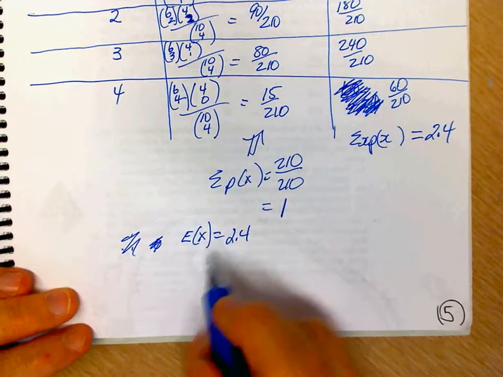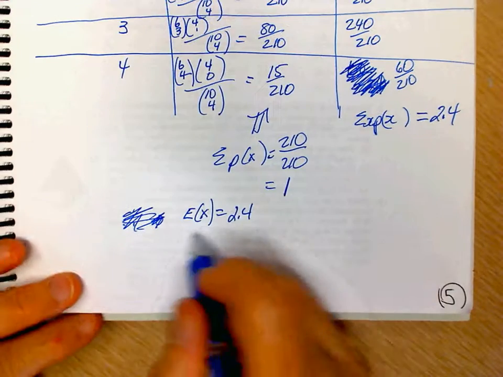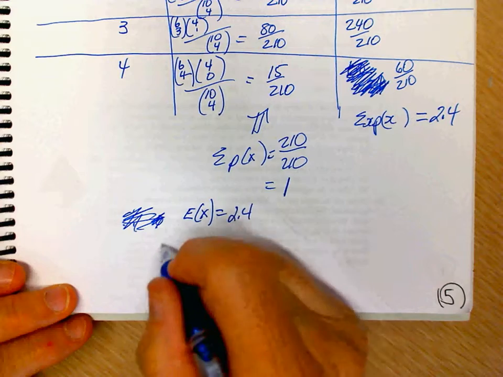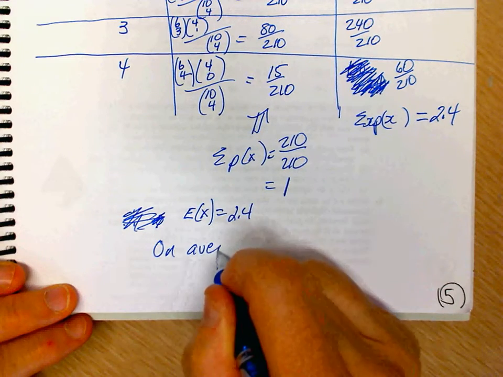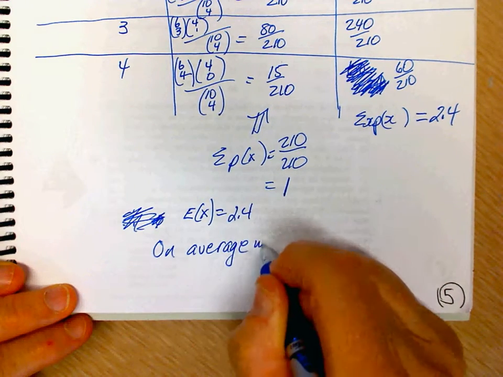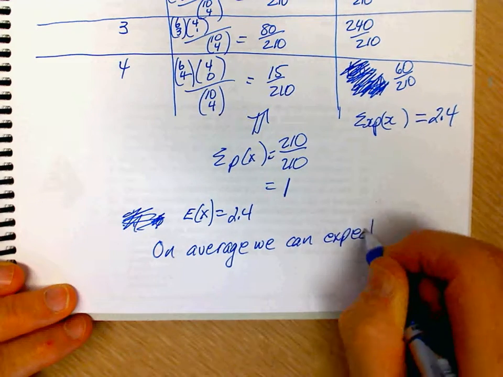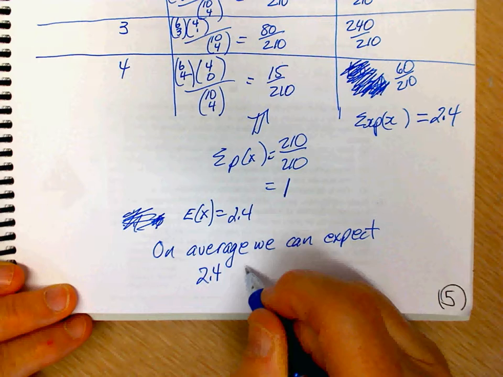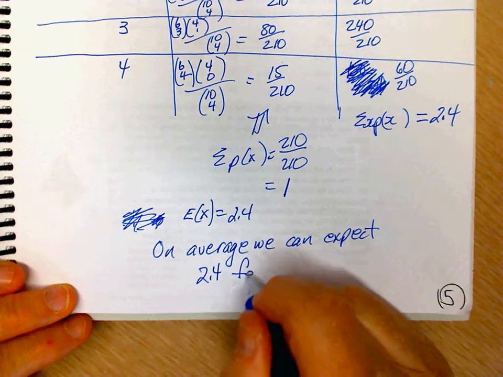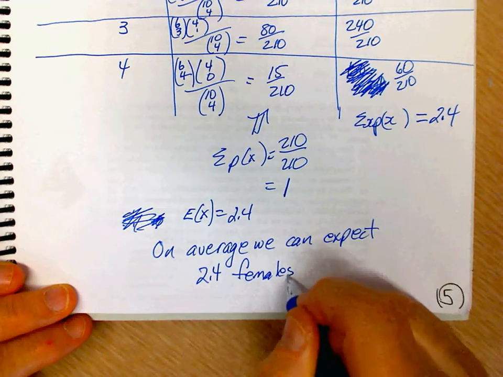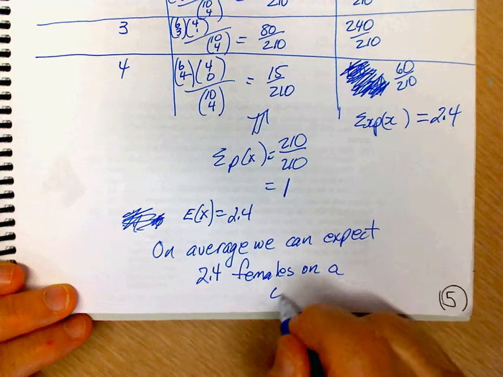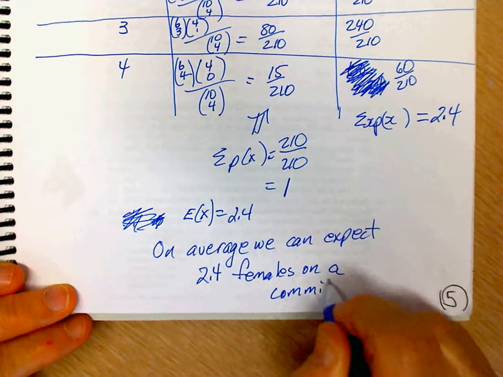And on average, we can expect 2.4 females on a committee. Okay?